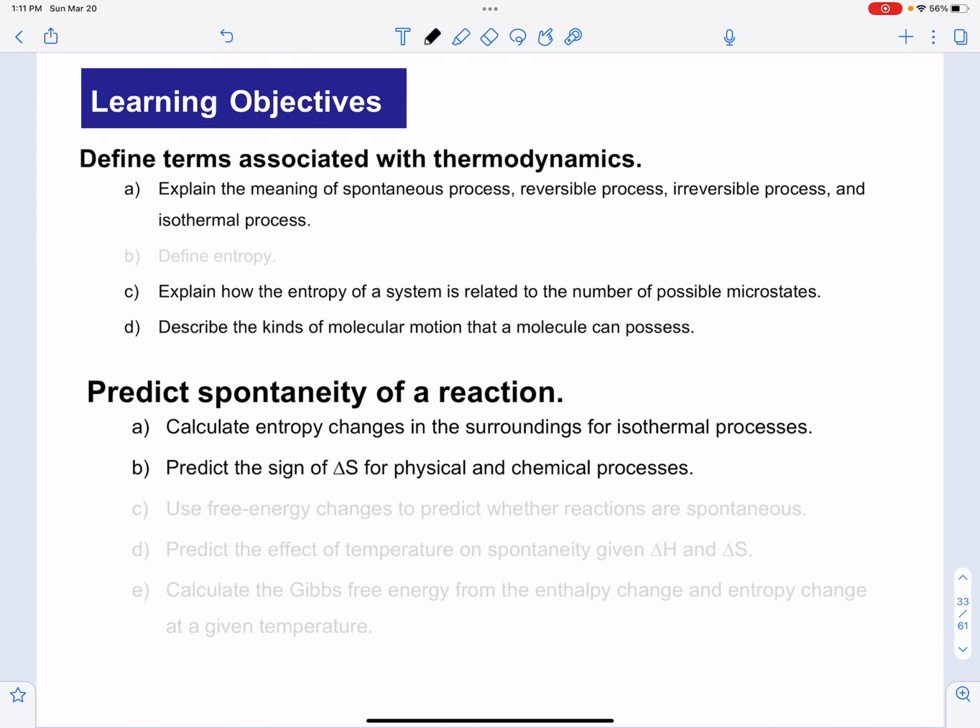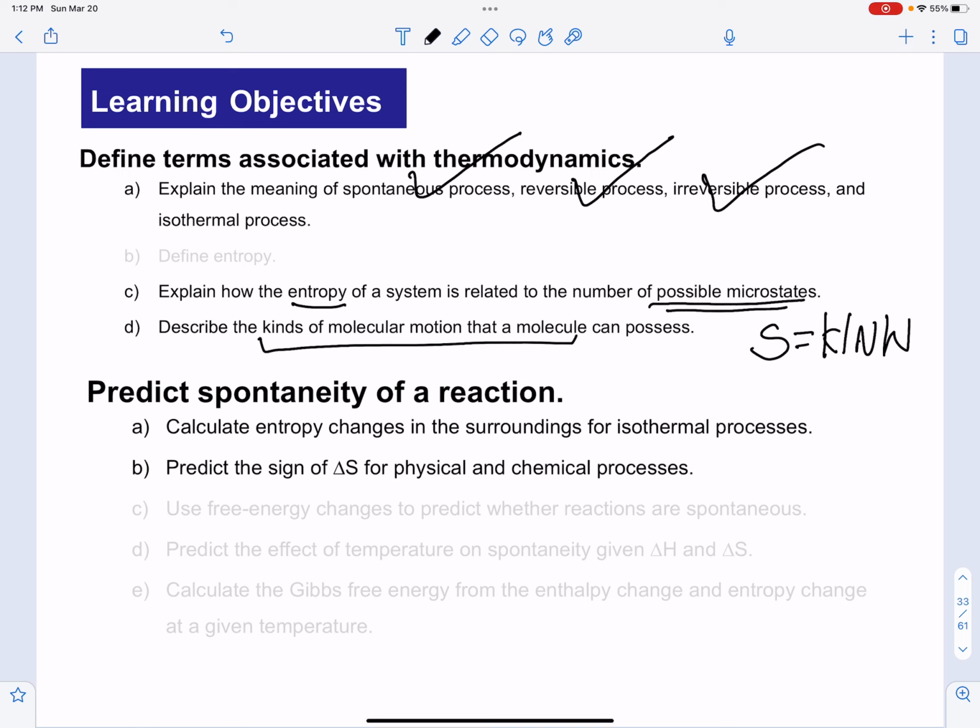And with that said, you know what a spontaneous system is. Now you understand better the reversible and irreversible process, and you know how to relate that to entropy. We saw how the entropy relates to the different numbers of microstates. And you saw that entropy can be measured by k ln W, where k is the Boltzmann constant. In addition to that, you saw how temperature, volume, and the actual shape of the molecule can affect the entropy of the system.